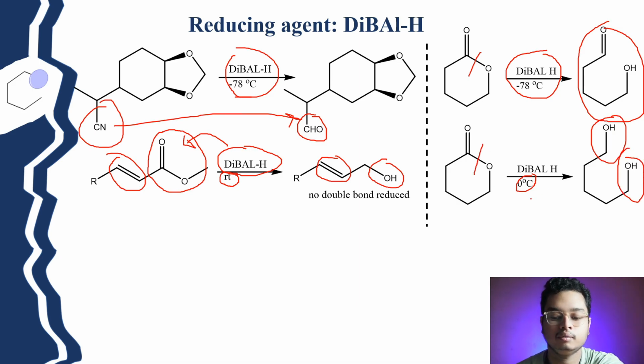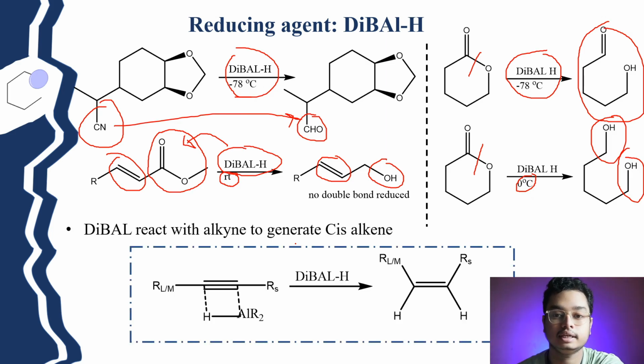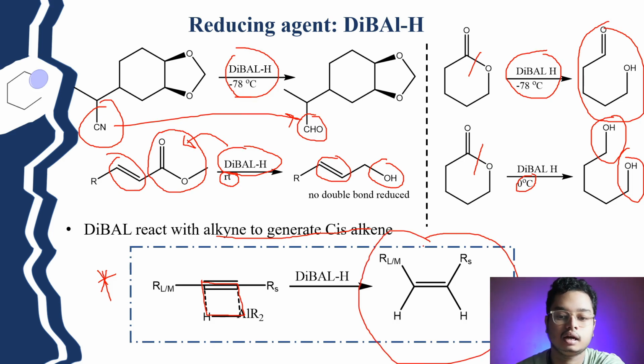Okay, now DIBAL-H can actually react with the triple bond also. So DIBAL-H reacts with an alkyne to generate a cis alkene, and this is a very important reaction. Sometimes it will be asked in the examination also. If you want to convert a triple bond to a cis alkene, how will we do it? We can simply say: give DIBAL-H, and the reason behind it is this four-member transition state. Due to this four-member transition state, the cis form is predominant.